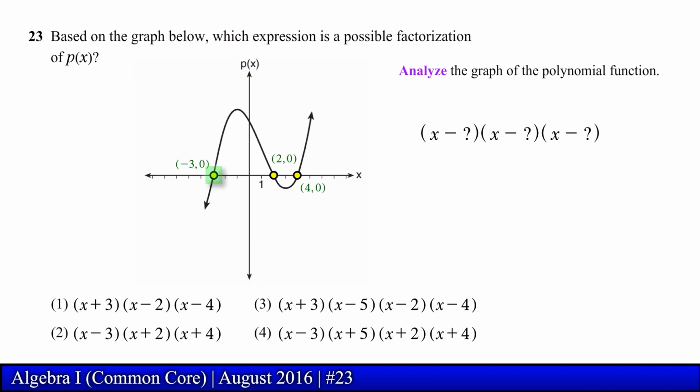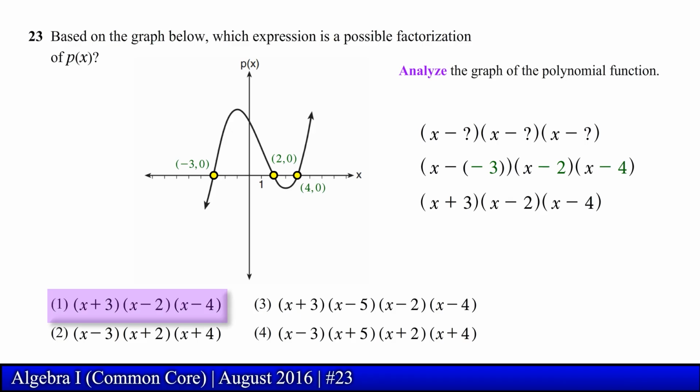The first zero, (-3, 0), came from the factor x plus 3. The second zero, (2, 0), came from the factor x minus 2. And the last zero, (4, 0), came from the factor x minus 4. Looking at the options, we see that option 1 is a perfect match, so option 1 is our final answer.